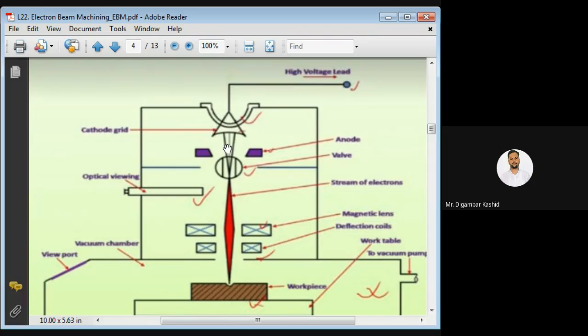To heat that cathode, we require a power source. Again, it comes out as a small diameter beam, you can see I have shown that small diameter beam. It moves toward the workpiece with a very high velocity and it bombards on this workpiece, and the machining goes on. Now how will that machining go on? Due to the bombardment of these electrons on a very small localized area.